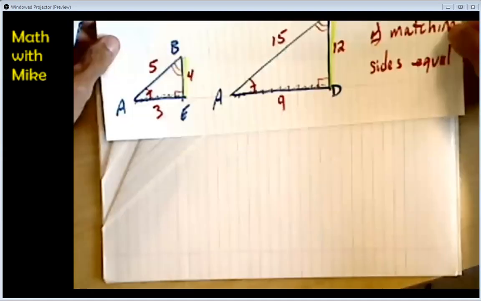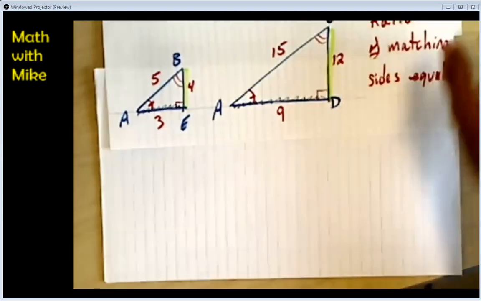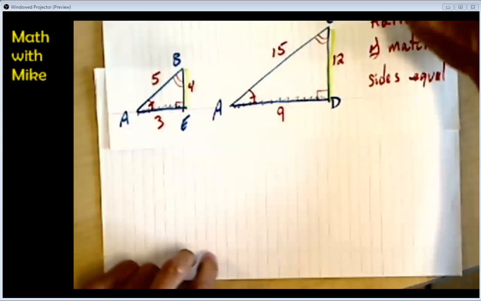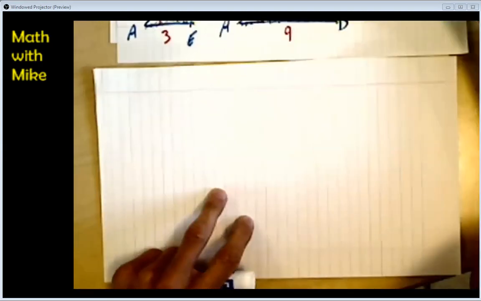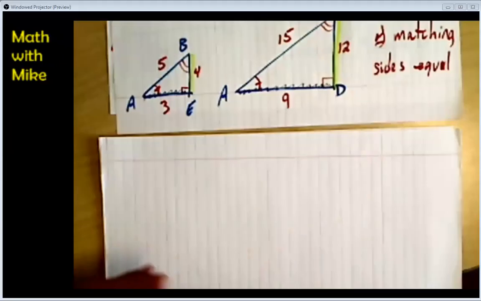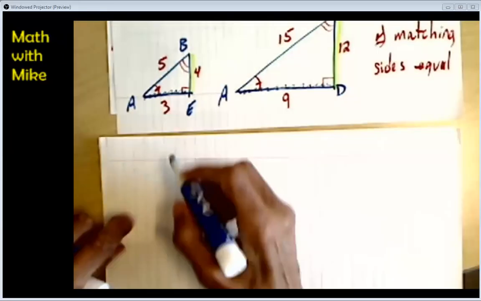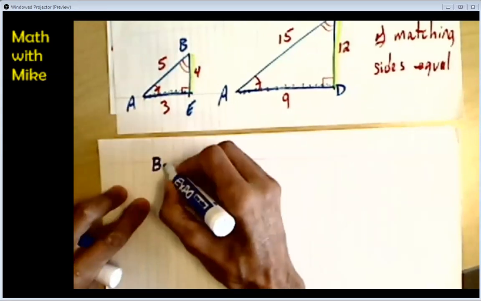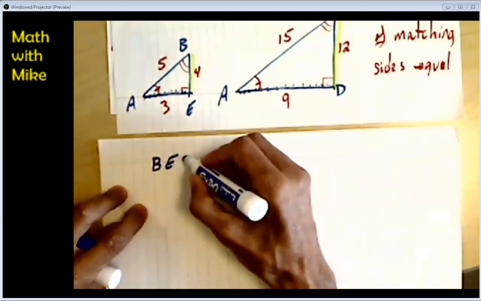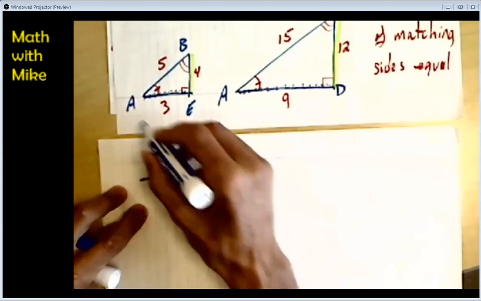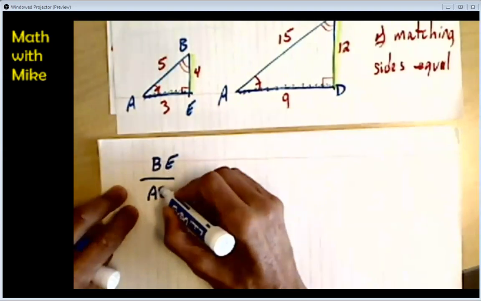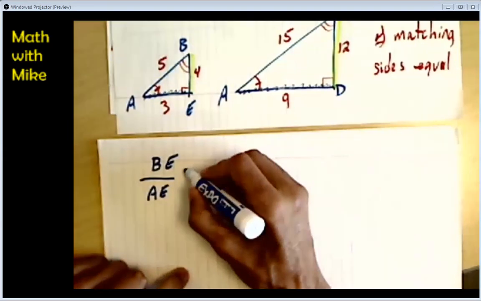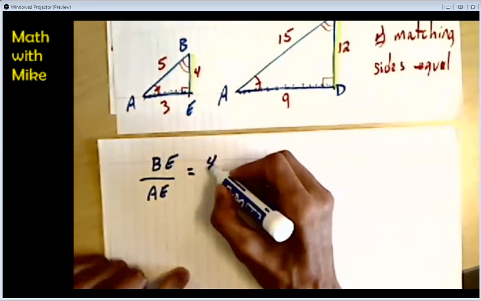And so what I want you to notice is how these ratios are the same as one another. If we look at the small triangle here, the line BE, which is the green one, divided by the line AE, we get the value of 4 divided by 3.